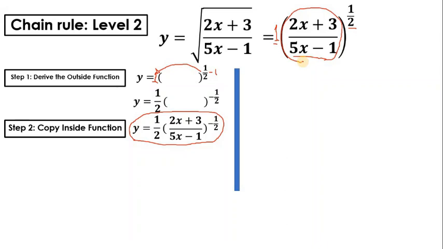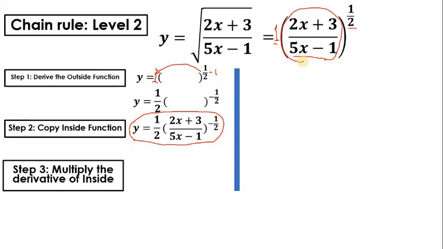If you're done with step number 1 and step number 2, then without further ado, let's proceed to step number 3. What is step number 3? We have to multiply the derivative of the inside function. So we have to find the derivative of the inside function. But before that, we have to identify what our inside function is. Our inside function is this one, right? (2x plus 3) all over (5x minus 1). And for step number 3, we have to multiply the derivative.